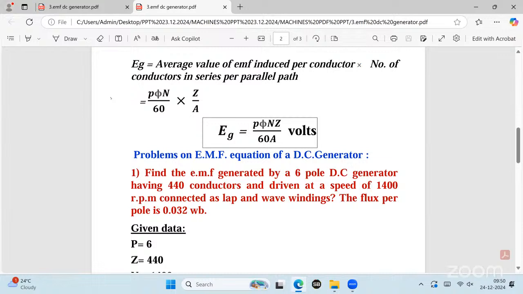Please all of you note down the problem. You have to do the problem now.